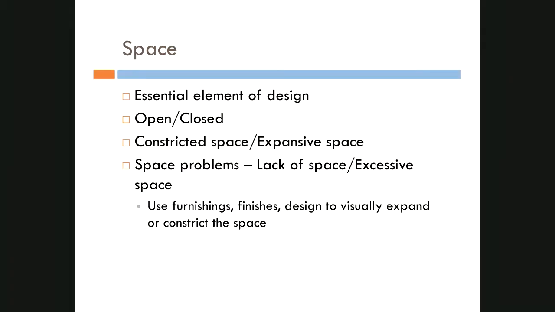So the other element, the last element is space. Space is what architecture is. We're enclosing space or having space open. We can have constricted space, meaning you're very tight, or we can have expansive space. You can have problems with space, too much space or too little space. So it's really important that people understand how humans react in an area.